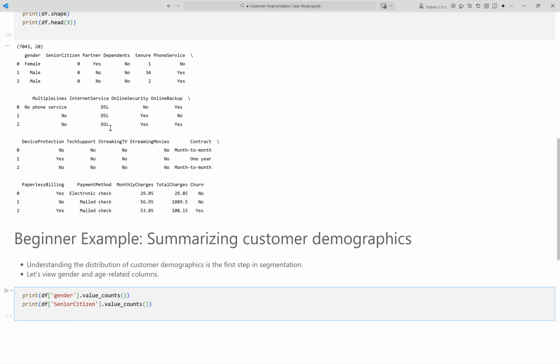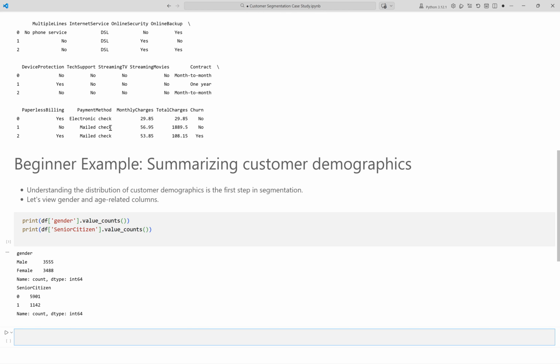Running the cell now. Here we see the distribution of customers by gender and senior citizen status. The counts show a fairly balanced gender split, with slightly more males than females, while most customers are not senior citizens. This helps us understand key demographic segments before diving deeper into customer behavior.